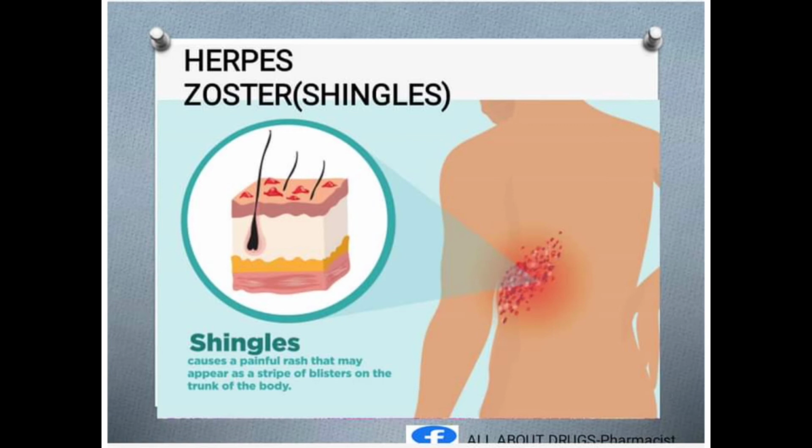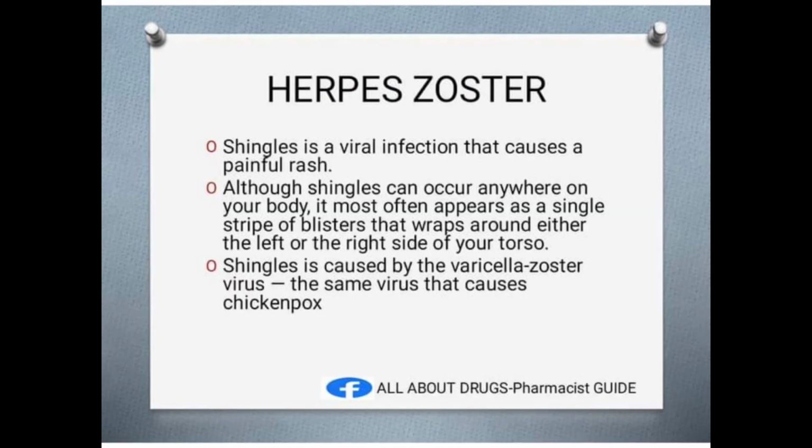Then herpes zoster, also called shingles. Shingles causes a painful rash that may appear as a stripe of blisters on the trunk of the body. Shingles is a viral infection that causes a painful rash. Although shingles can occur anywhere on your body, it most often appears as a single stripe of blisters that wraps around either the left or the right side of your torso. Shingles is caused by the varicella zoster virus, the same virus that causes chickenpox.